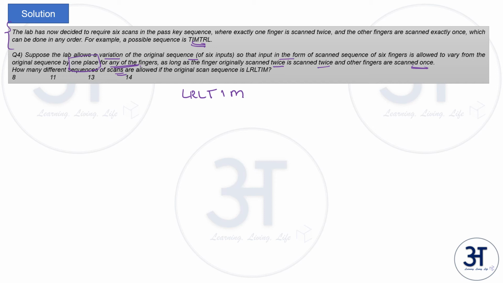So again, here what is given is that one place, original sequence by one place for any of the fingers, as long as whatever is scanned twice originally has to be scanned twice. So this means that this L can at max go here, R can at max go here or here, this L can at max go here or here, right?